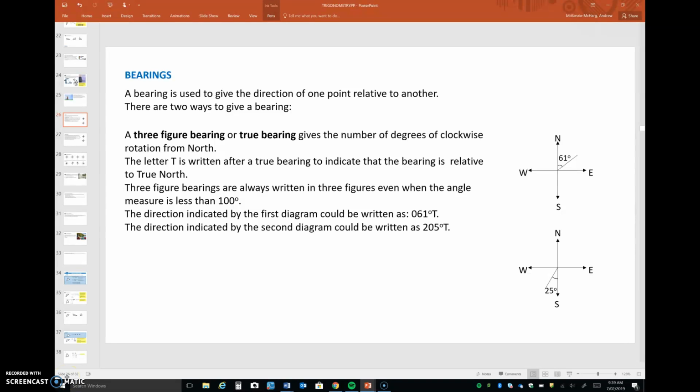Righto, general math students. We're going to talk about bearings here. Now, there's a bit of information here about bearings. It's also in your textbook. Rather than go through all this information, I'm going to go straight to the examples.